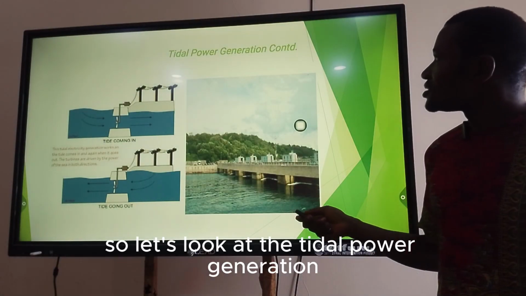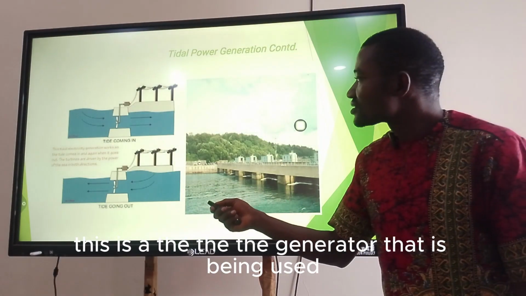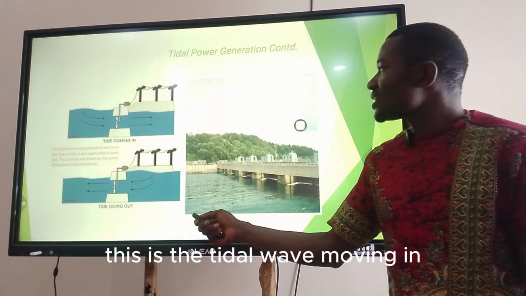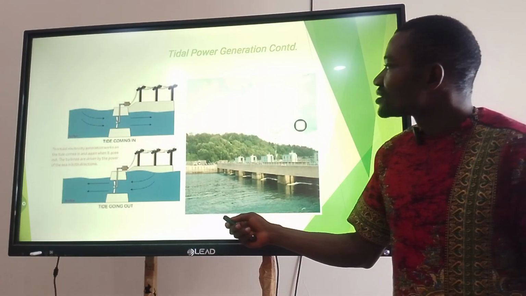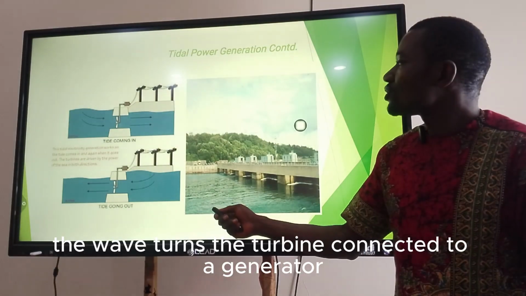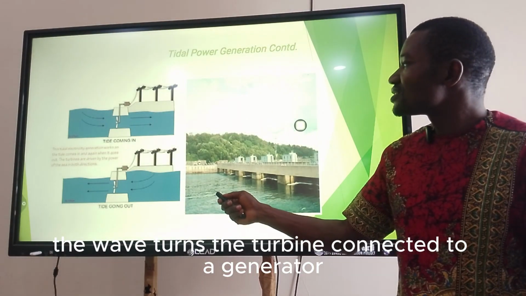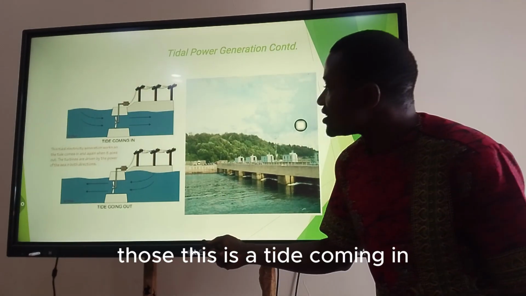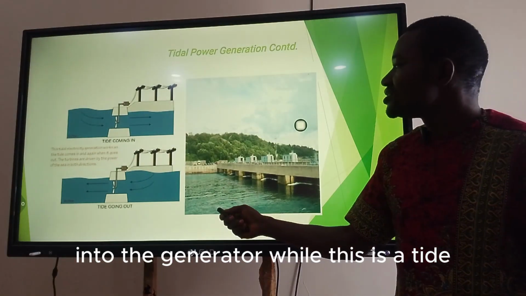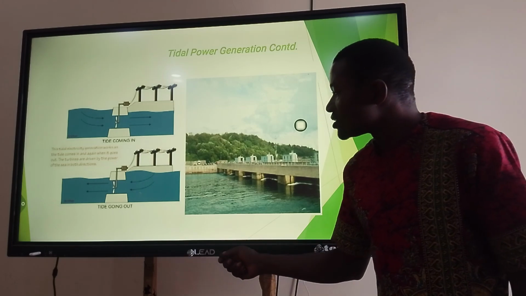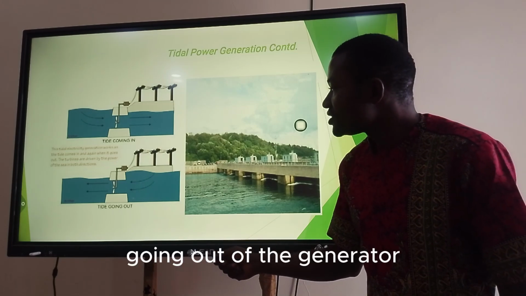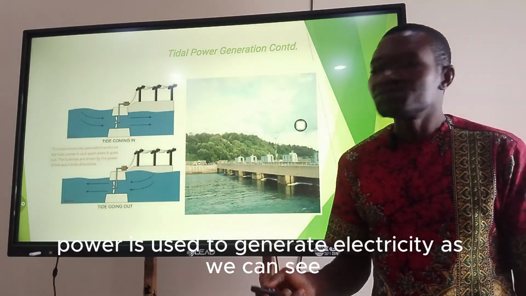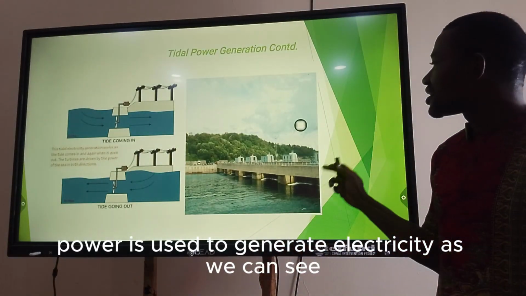So let's look at tidal power generation. This is the generator that is being used. This is a tidal wave moving in. Then the wave turns the turbine connected to a generator, and in the process, electricity is being produced. This is a tide coming into the generator, while this is a tide going out of the generator. So through this, tidal power is used to generate electricity, as we can see.